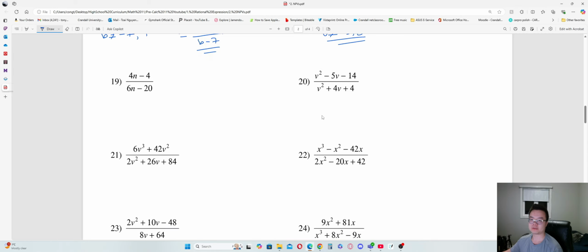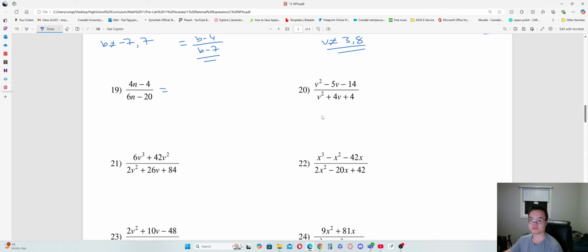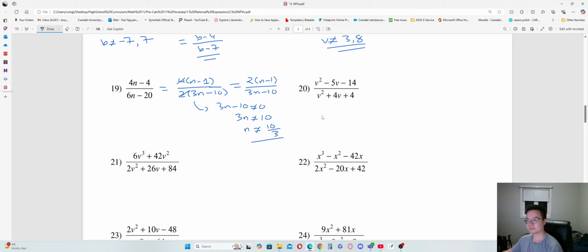Now we come back to greatest common factor. So 4 taking out the bracket, then I will have n minus 1 inside the bracket. 6n minus 20, I can take 2 out, then we'll have 3n minus 10. 4 and 2, we can simplify further, so I will have 2 times n minus 1 and then 3n minus 10. Let's bring down to find NPVs. 3n minus 10 cannot be equal to 0. Then we have 3n not equal to 10. Then n cannot be equal to 10 over 3. Next, question 20.